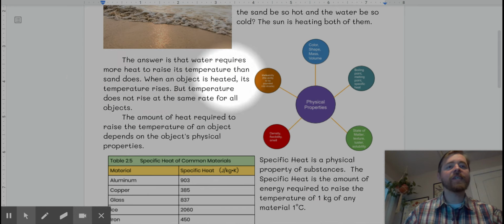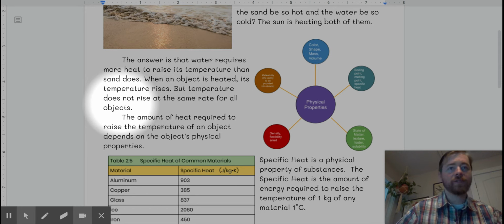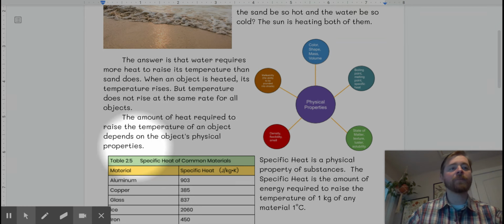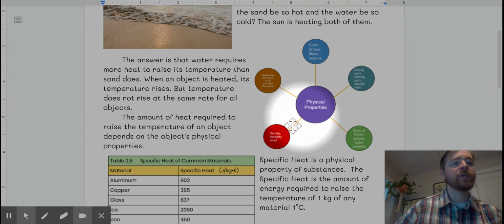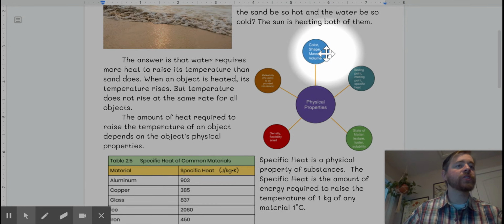When an object is heated, its temperature rises, but temperature does not rise at the same rate for all objects. The amount of heat required to raise the temperature of an object depends on the object's physical properties. Okay, physical properties are things like density that we've talked about, flexibility, smell, color, shape, mass, and volume. Those are all physical properties.